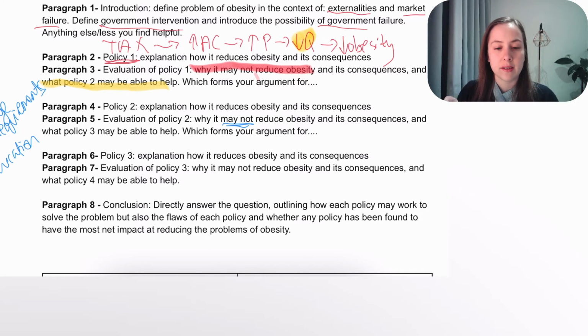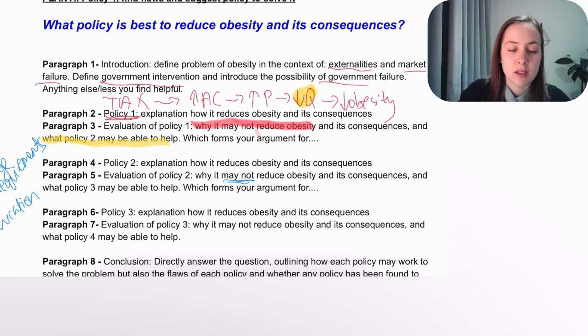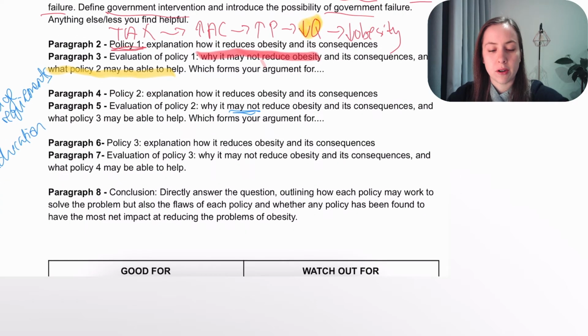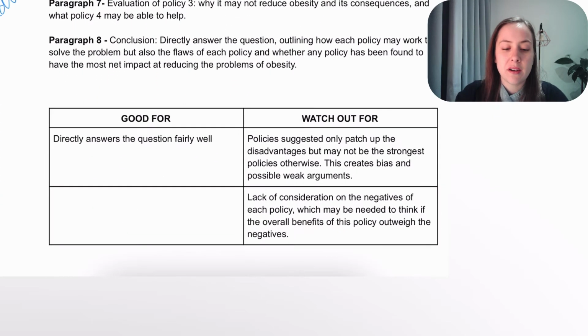Overall, it seems like this is the best policy to reduce obesity. You must tackle the best policy, and you have considered 3. So that's kind of a lot of arguments. Now this directly answers the question fairly well, kind of well.